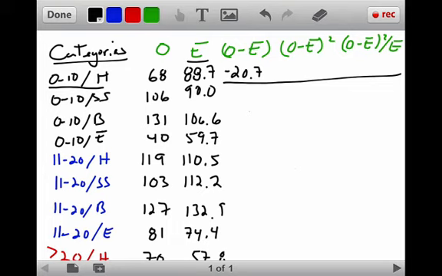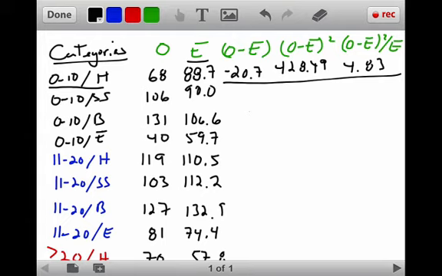Okay, so my next column is I square the results that I just got. So minus 20.7, if I square, I lose the negative value. It gives me 428.49. Okay, and then the final column, I take this score and I divide it by my expected frequency, which should give me 4.83. Okay, so there you go.